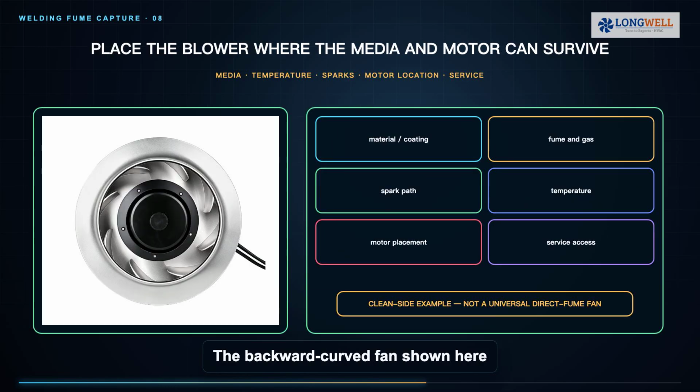The backward curved fan shown here is a clean airside architecture example. Hot fume, corrosive gases, sparks or combustible particles can change materials, impeller construction, motor placement and certification. Never infer hazardous process suitability from a product photograph.